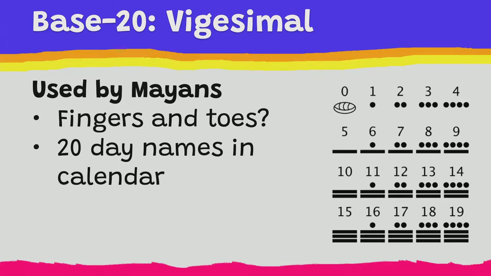They also had 20 day names in their calendar, so they used base 20 for time as well, where they broke things down into groups of 20. And it shows up in lots of other places in Mayan culture too.